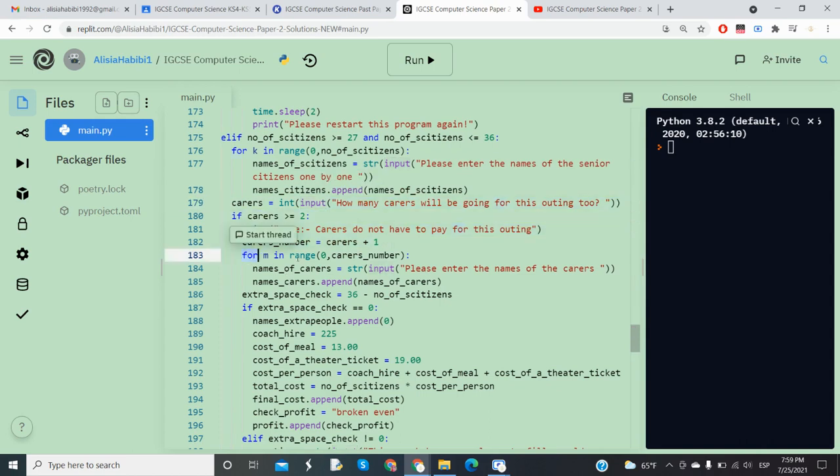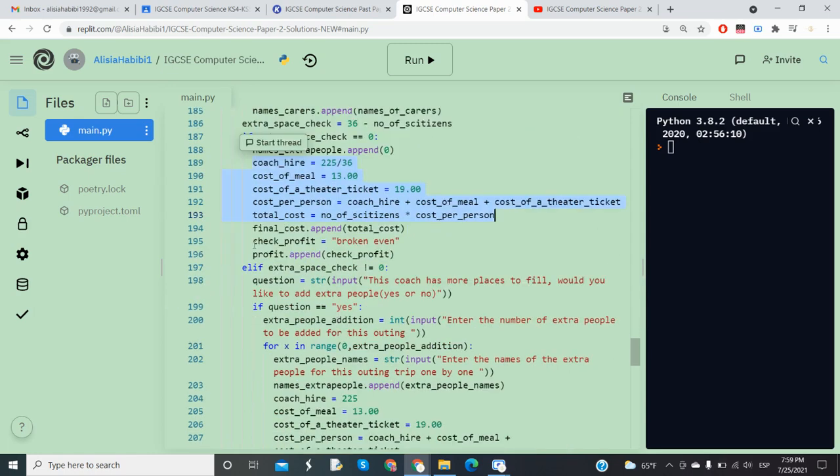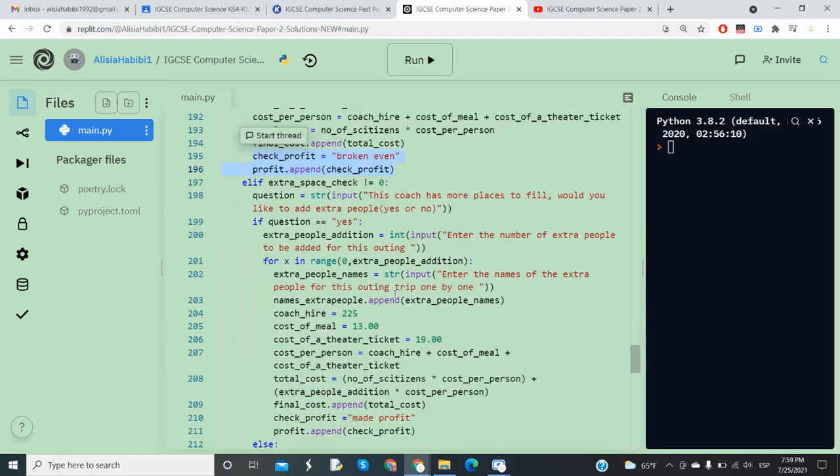And so again, it runs the range of the number of carriers. If you say you are going with three carriers, 3 plus 1, which means 4, it's going to ask you for the 4 names and add that to the names of carriers list. And then again, extra space is calculated. The coach hire is divided by 36 since it's a max of 36 people. And all of that, the cost of meal and ticket, is used to find the total cost, which is then added to the final cost. And then of course the status of broken even.